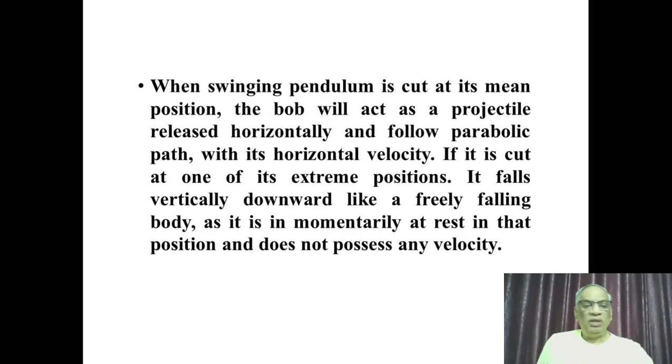Consider a pendulum which is in oscillation about its mean position. Let us see what happens when the string of the pendulum is cut at different positions. When it is cut at the mean position, the velocity of the bob is maximum as it is swinging. Hence it follows a parabolic path with its horizontal velocity.